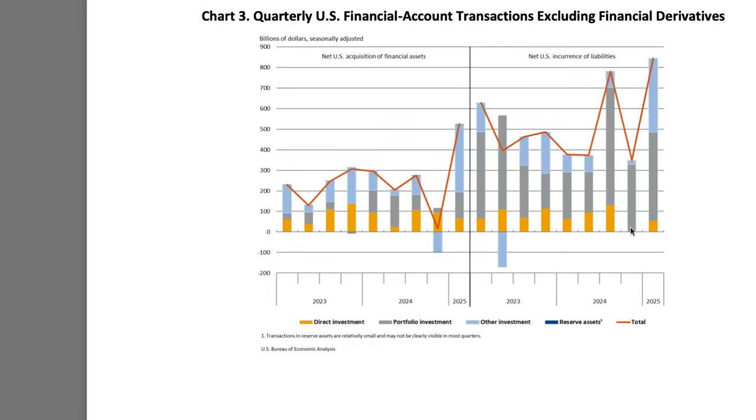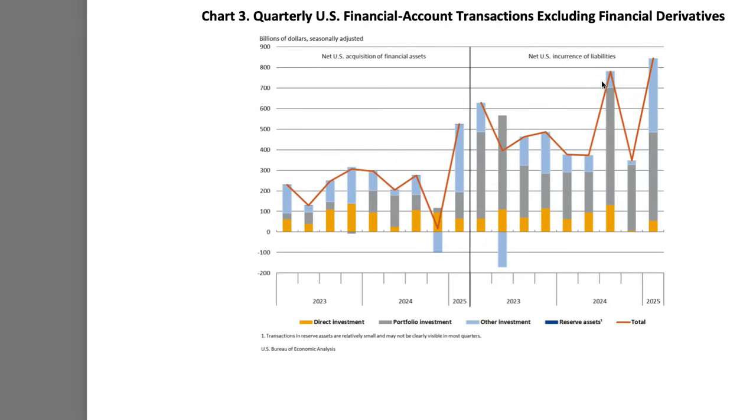Here is the capital and financial account. This is only looking at the financial account, but the capital and financial account refers to all the capital that is flowing from the rest of the world into the U.S. Here we can see what's called direct investment, foreign direct investment, or FDI. That is in gold. And then portfolio investment is in gray. Portfolio investment is basically foreigners buying U.S. stocks or securities in the U.S.